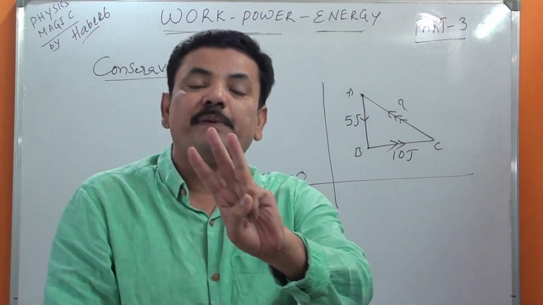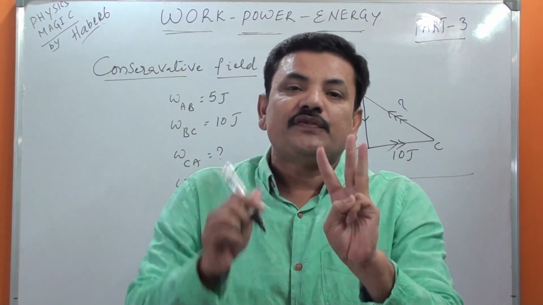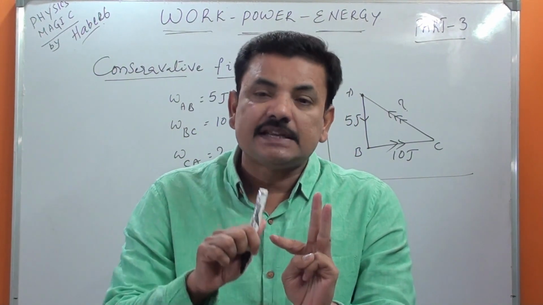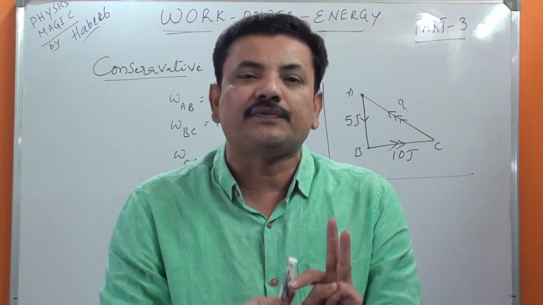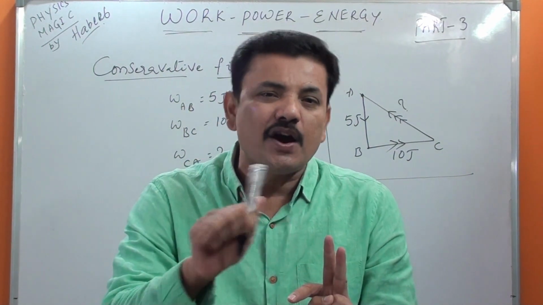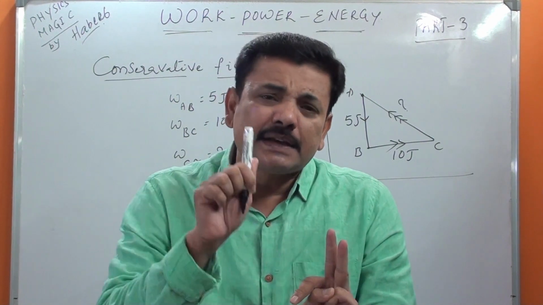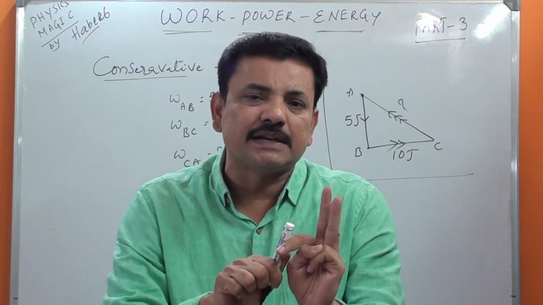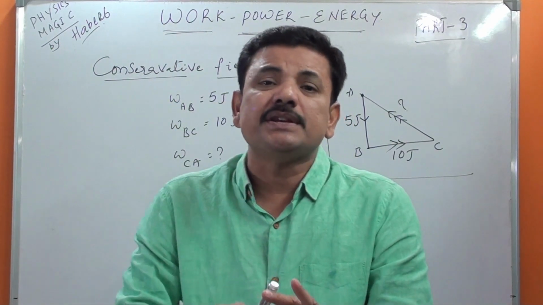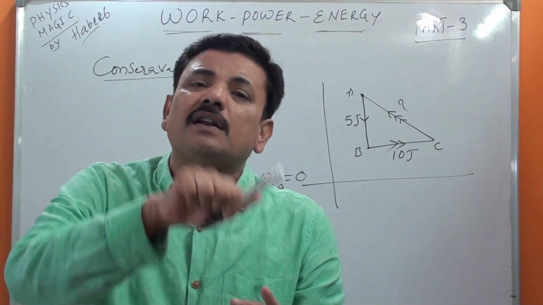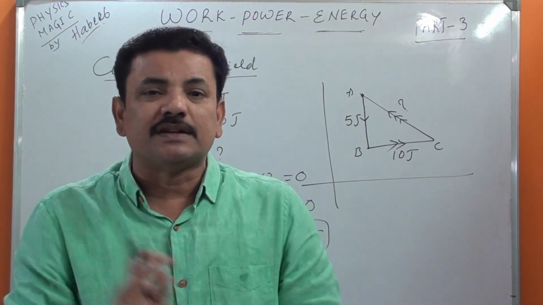So I told 3 important points. The first point is that in a conservative field, the work done is independent of the path followed. Work done or not, that is important, but in which path we have done it is not important. That is one point. And the second point is that along a closed path, the total work done is 0.